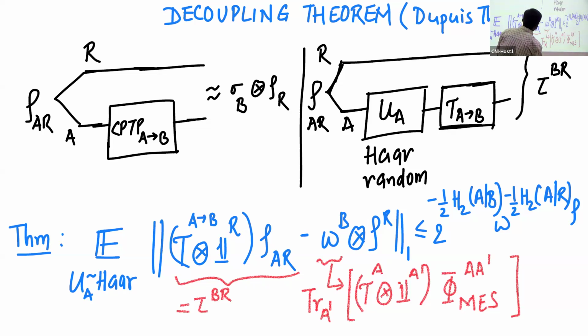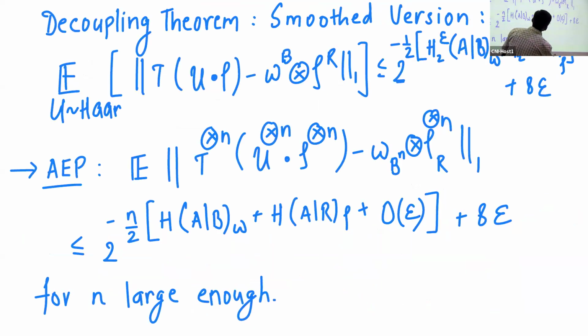So at the end, I would want to take all these to the tensor power n and evaluate the limit as n goes to infinity. I know that these quantities don't adhere to the AEP, so I need to replace them by their smoothed versions. That can be done with a lot of effort. It's not at all trivial to do.